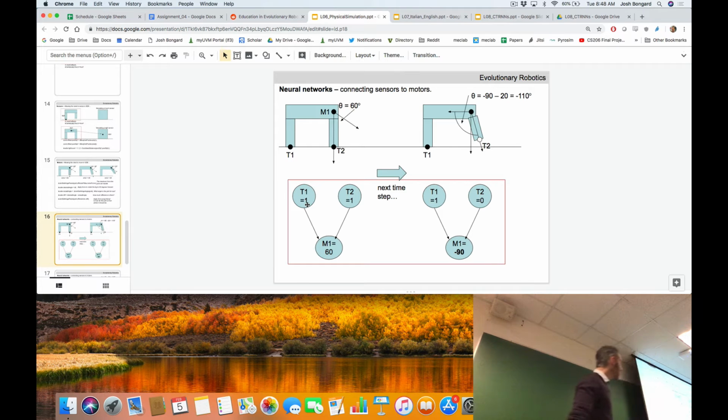Okay, so let's assume there's some momentum, so it's not immediately going to start to flex the leg back inward. What's going to happen at the next time step? Maybe the leg slows down because there's torque pushing in the other direction. What can you tell me about the sensors at the next time step?